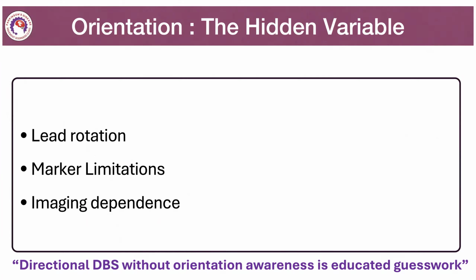Many people don't tell some of the important things, because surgery is also critical. We believe that the lead is placed the way it has to be placed, and that we know where the directional contacts are. Many times during placement, if there's a lead rotation, the markers are sometimes not captured properly on imaging because of technical issues. Some of these things are imaging dependent. What you have seen and marked is what is going to be captured. In simple words, directional DBS without orientation awareness is a good educated guesswork.